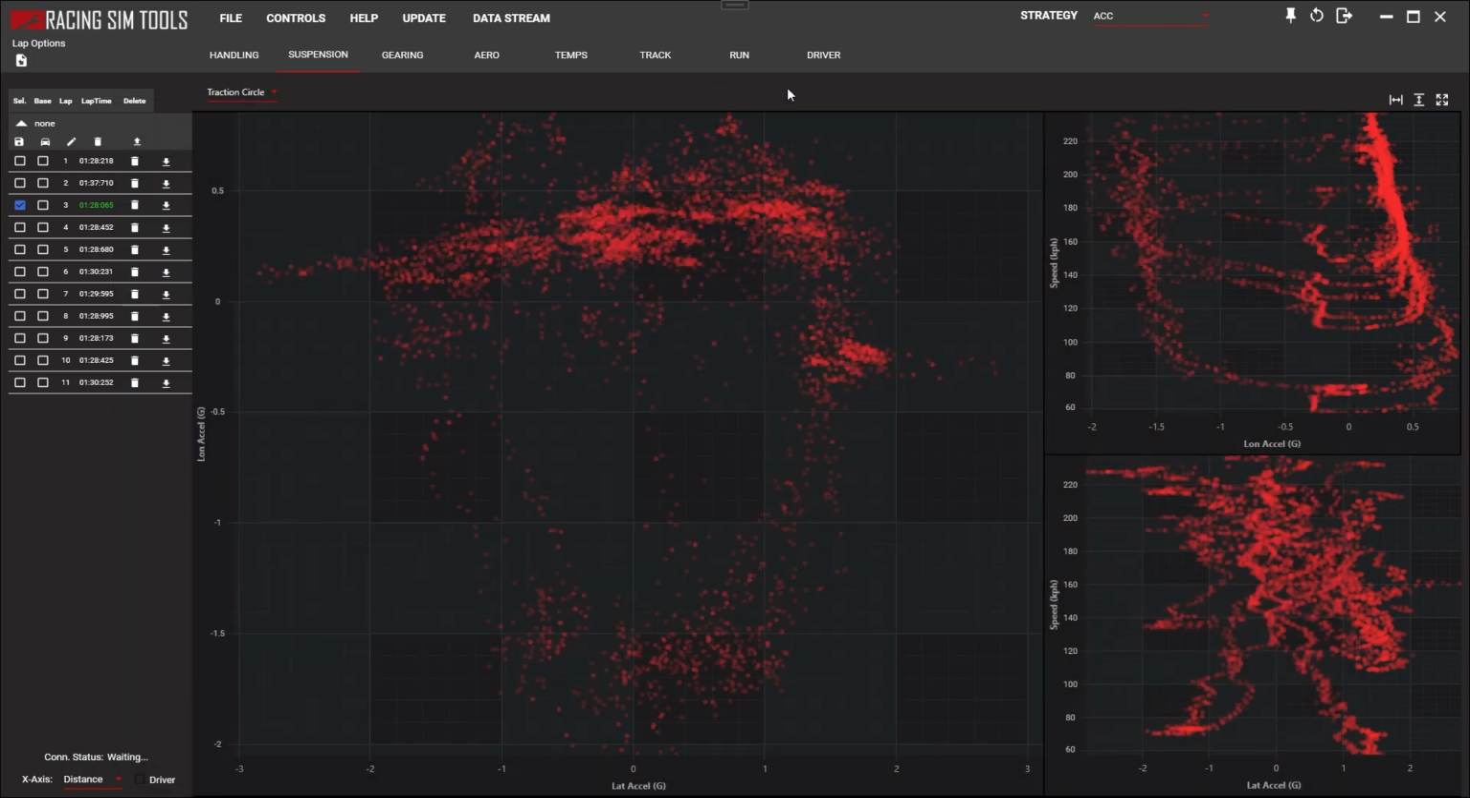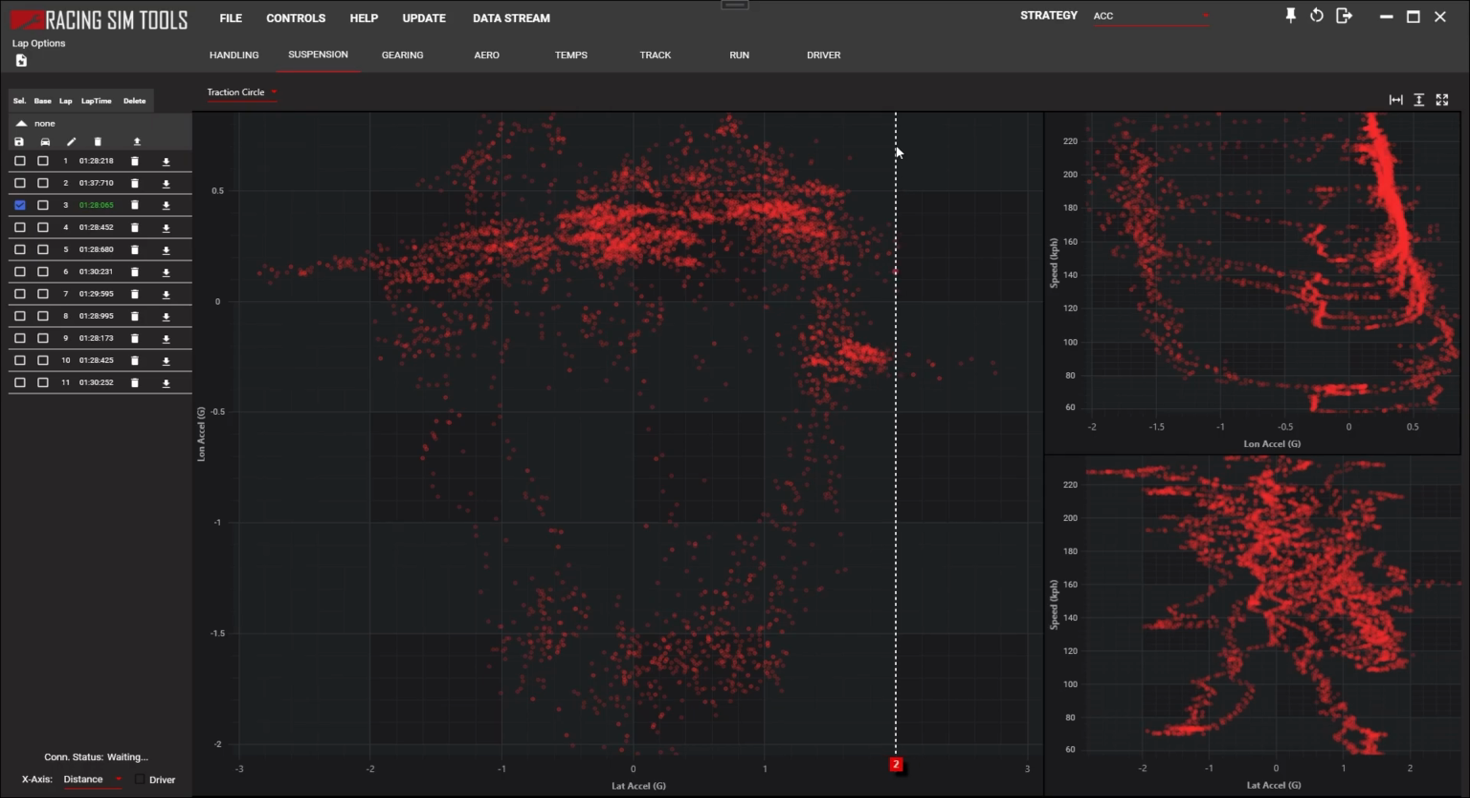So you can use this with pretty much any game without having to fill out any car parameters. You can find this graph by coming to suspension and then, on the drop down under suspension, selecting traction circle. This will pull up the graph page that you see here. You'll see there's a few different graphs here.